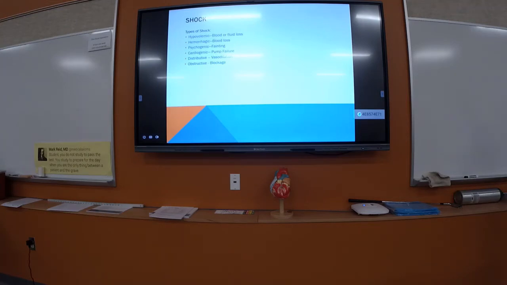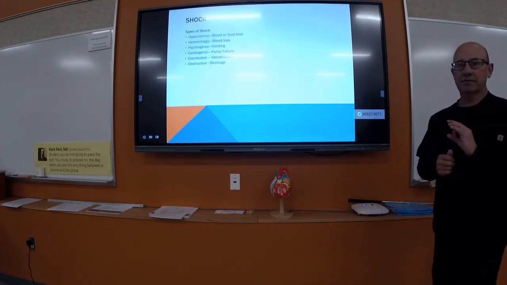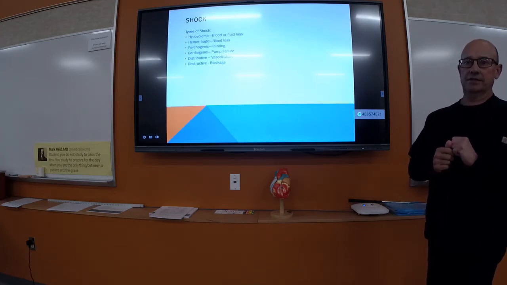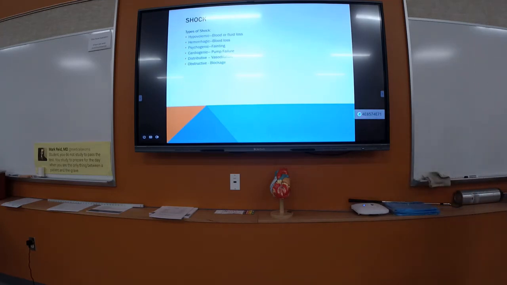And then obstructive shock, like in a pulmonary embolism. You have an embolism that has blocked a pulmonary capillary bed. A PE, or pulmonary embolism, is probably the most common type of obstructive shock.